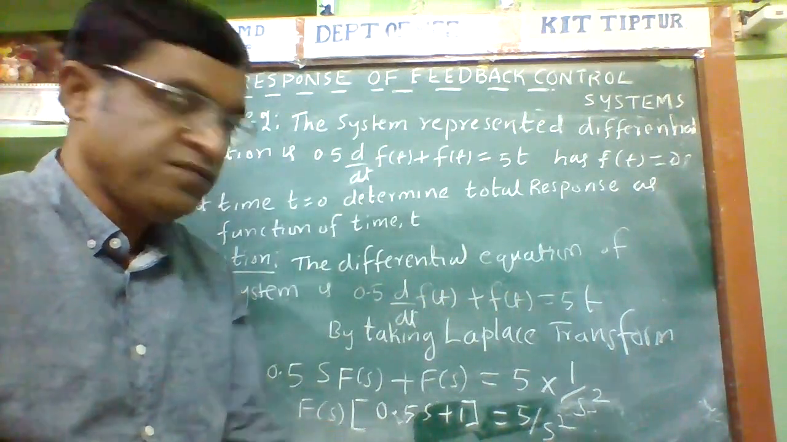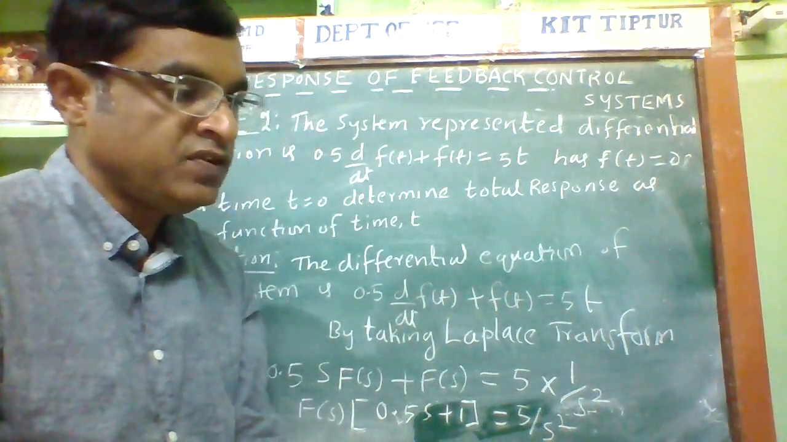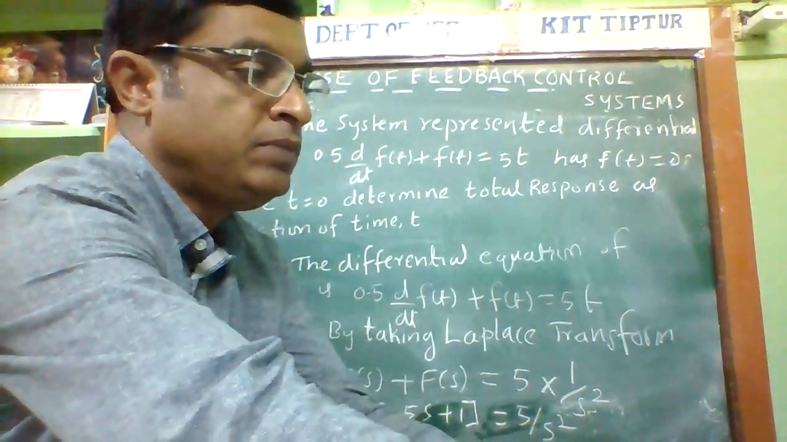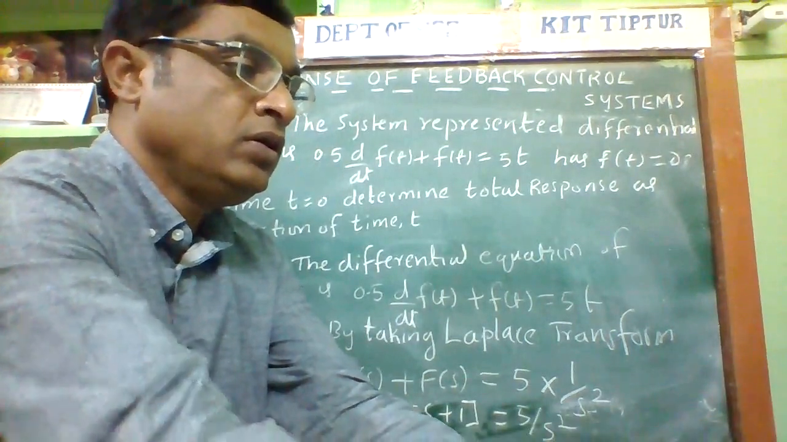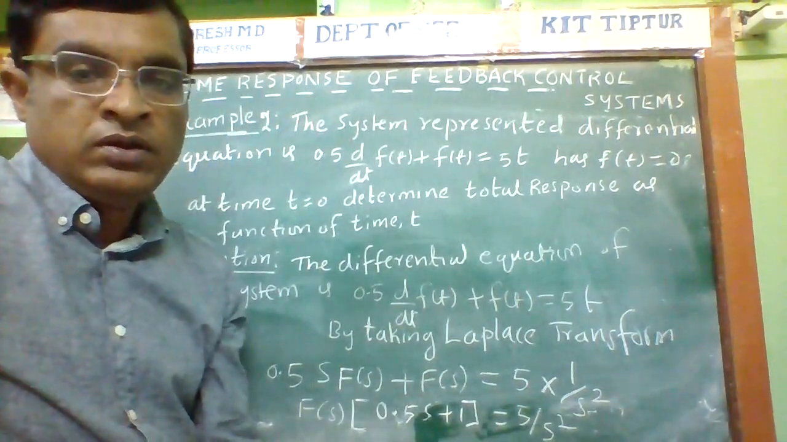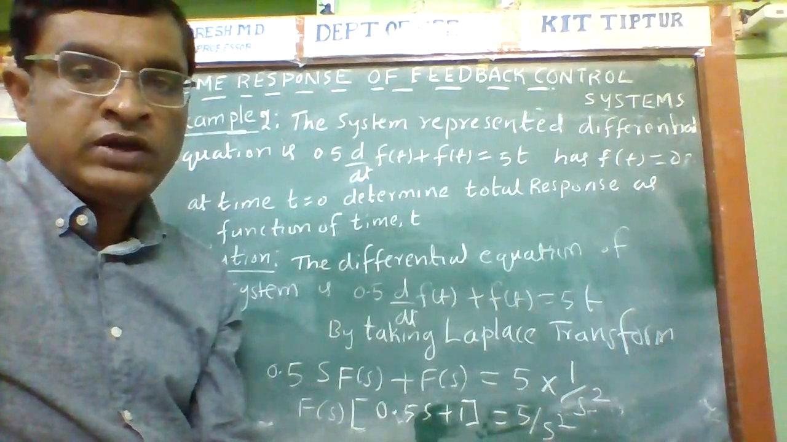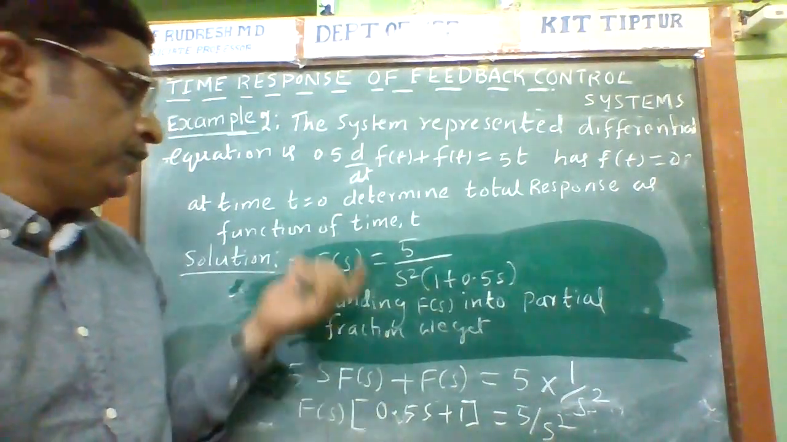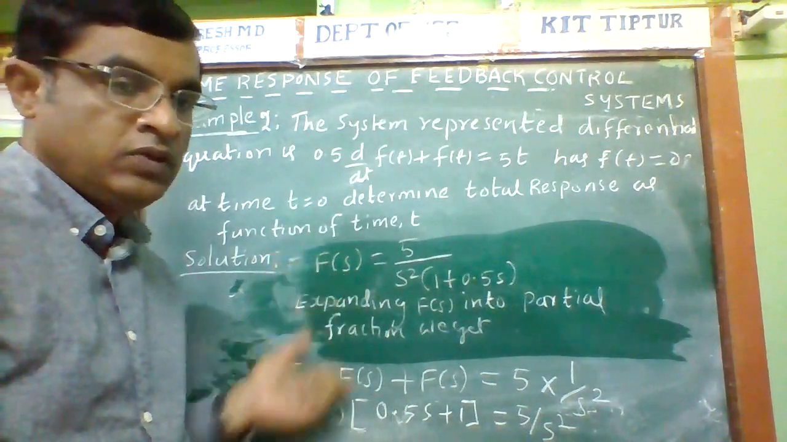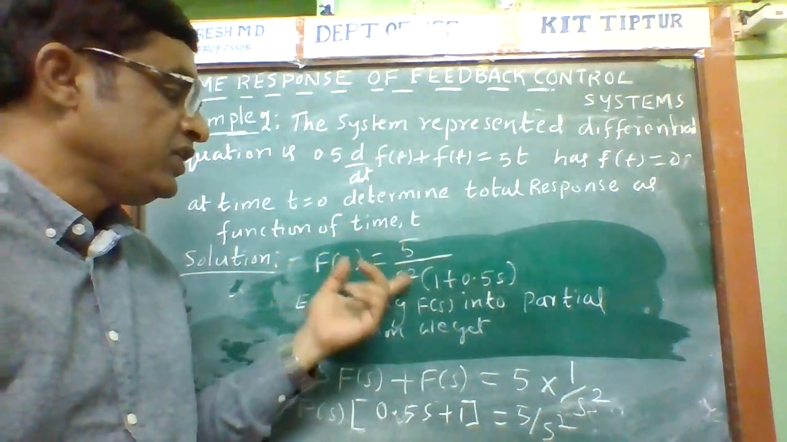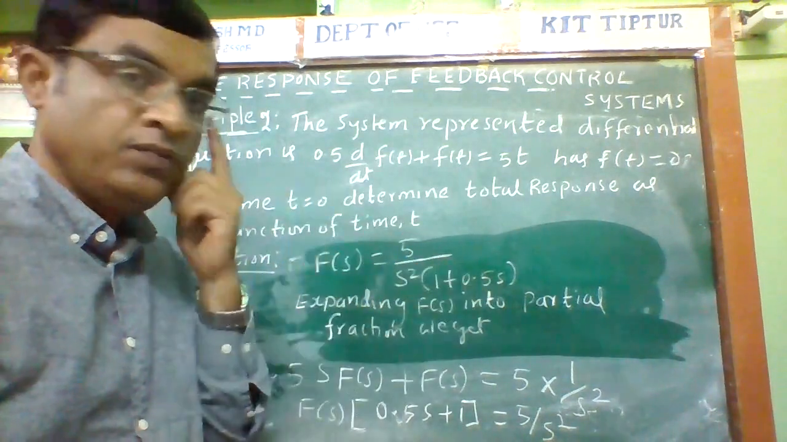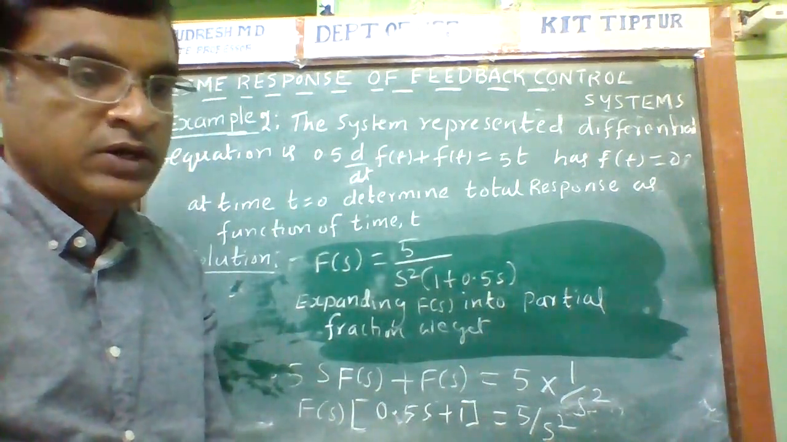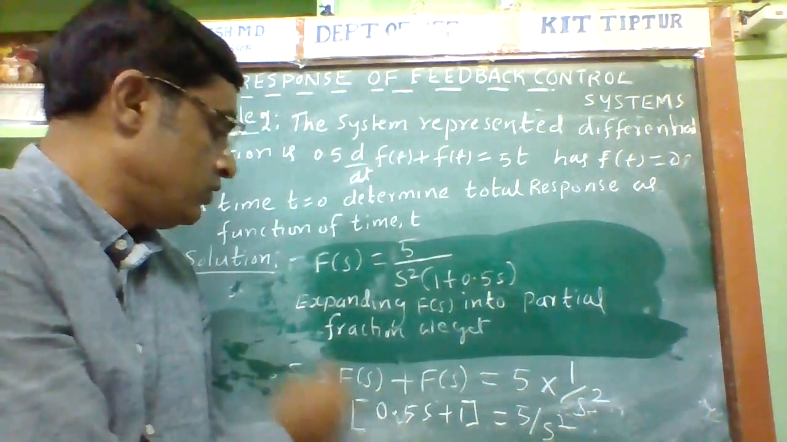If I take the f of s outside, then what will be the output? F of s is equal to 5 divided by s square into 1 plus 0.5 into s. So now expanding f of s using the partial fraction method, what is f of s?